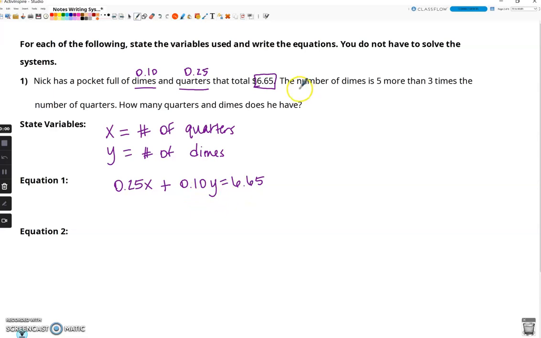My second equation: the number of dimes is 5 more than 3 times the number of quarters. So the number of dimes, which is y, is 5 more than 3 times the number of quarters. The number of quarters was x. So that means my other equation is y equals 5 plus 3x. And that's all you have to do for this. You could solve it if you want to for bonus points, but you are not required. So the next problem.